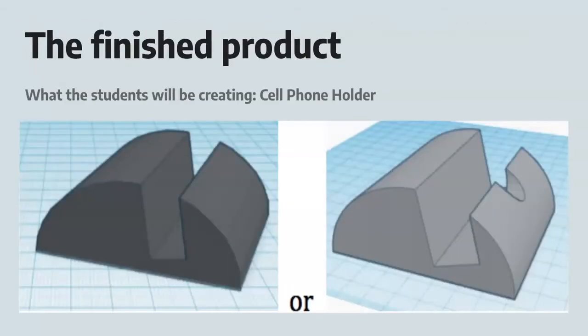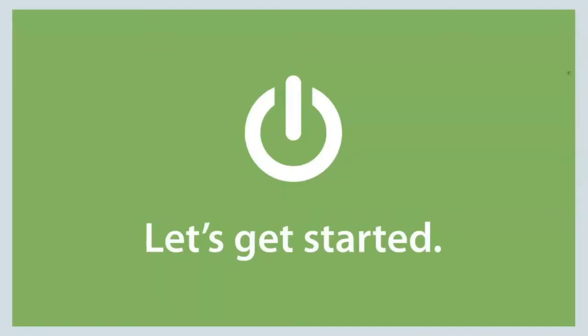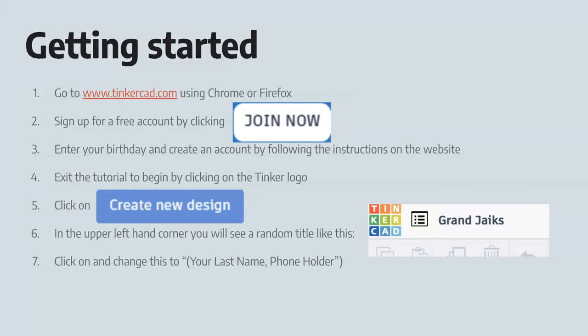Here is what the finished product will look like. There are 2 options. You can either include the hole for the home button or not. So let's get started. The first thing you're going to do is go to www.tinkercad.com using Chrome or Firefox. Sign up for a free account by clicking Join Now. Once you've created your free account, you'll want to click Create Your Own Design. And on the top left of this design, you'll want to change the name so that it can be saved.